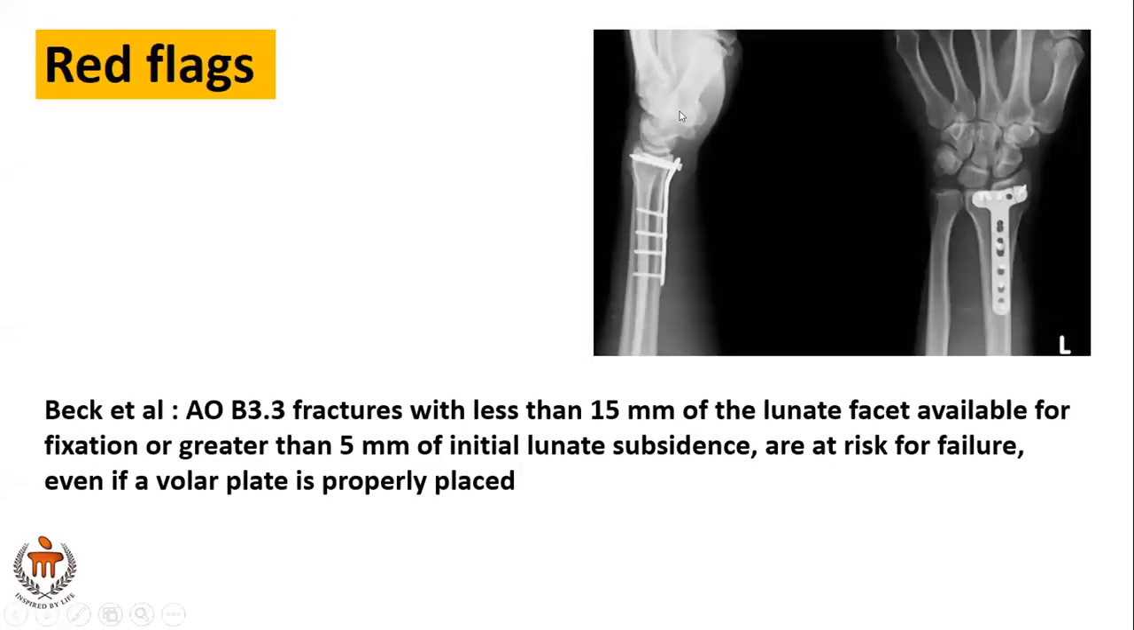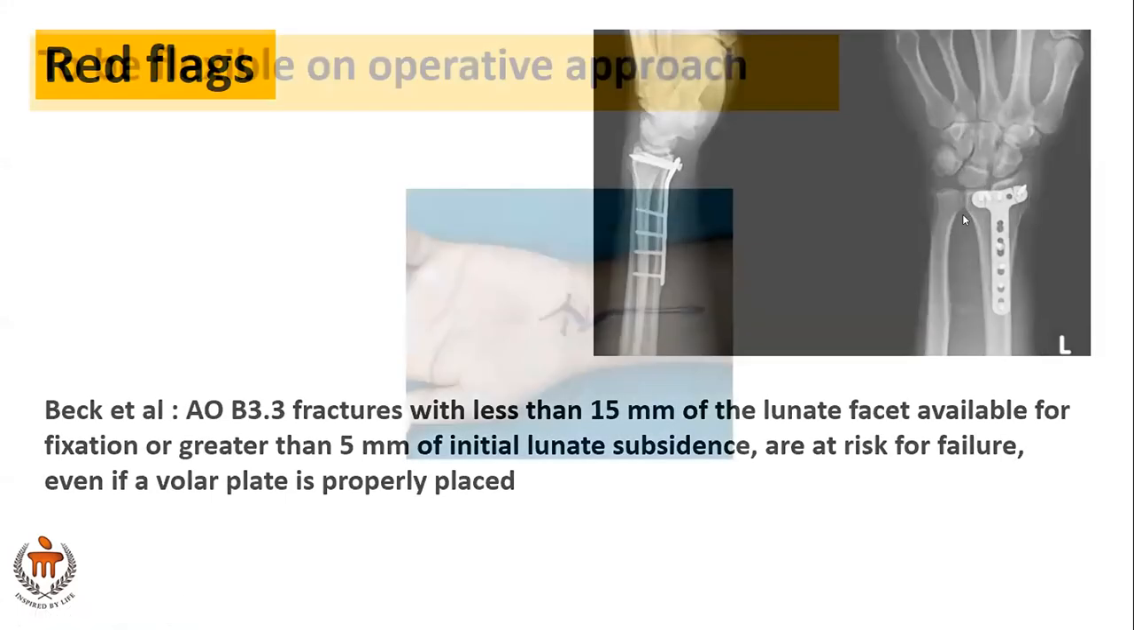Sometimes you follow these patients, even if you're putting two screws, slowly they start collapsing. So if there was less than 15 millimeters of the lunate facet available for fixation or greater than 5 mm of initial lunate subsidence, these are at risk of failure, even if you put a volar plate properly. So this is the problem with this fracture.